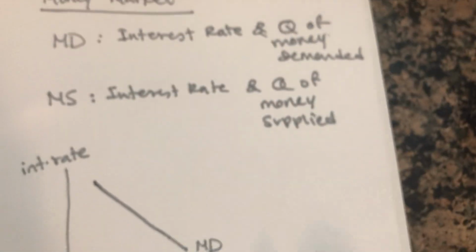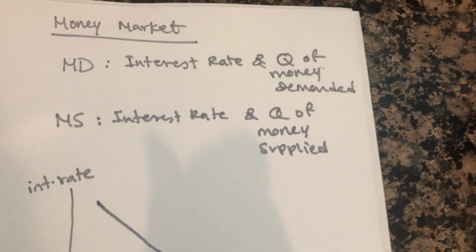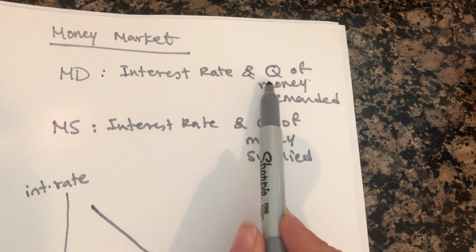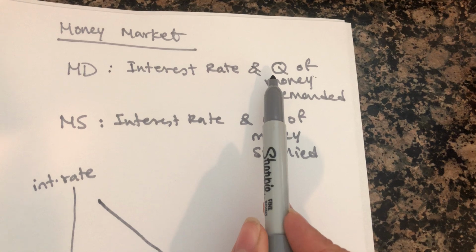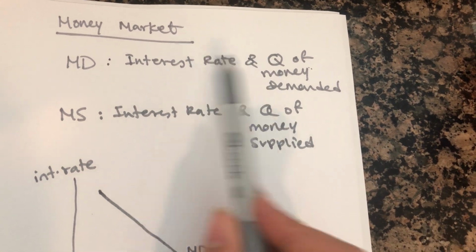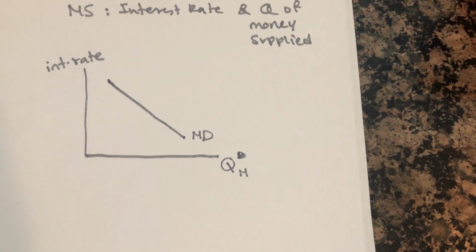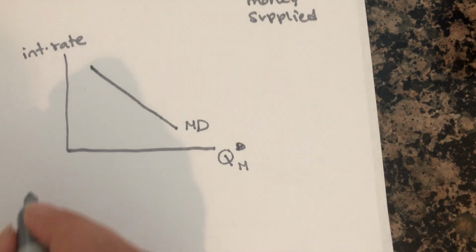This tells us that there is an inverse relationship between the interest rate and the quantity of money that individuals hold. And why is that? Why do we have this inverse relationship? Why do we have a downward sloping demand for money?